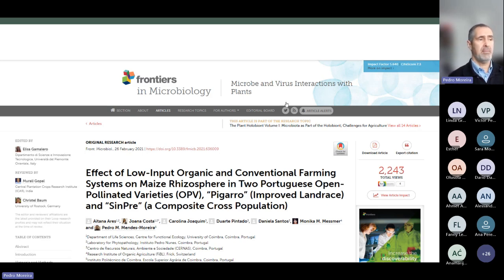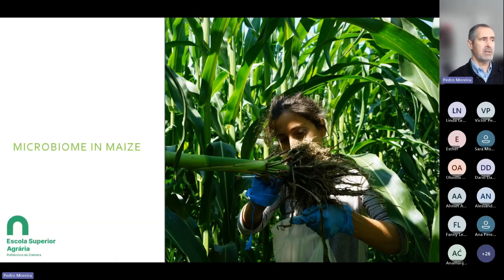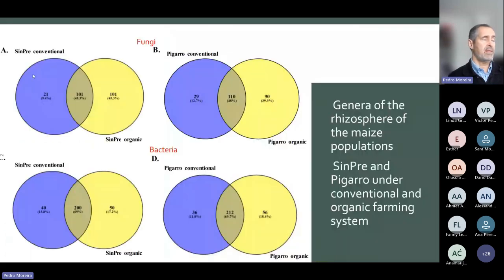to test in conventional and in organic, also measuring some microbial communities. So we have the Simpre in organic and conventional, and as you can see, it's more or less the same in terms of fungi. It's more or less what we observe in the populations, and here for bacteria, almost the same.